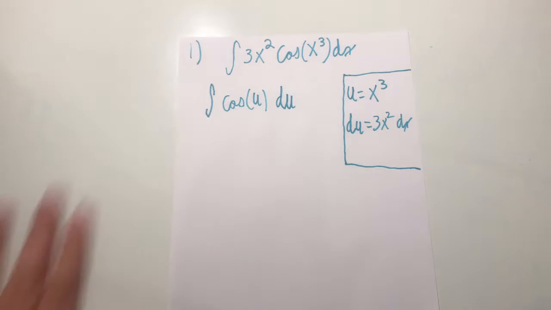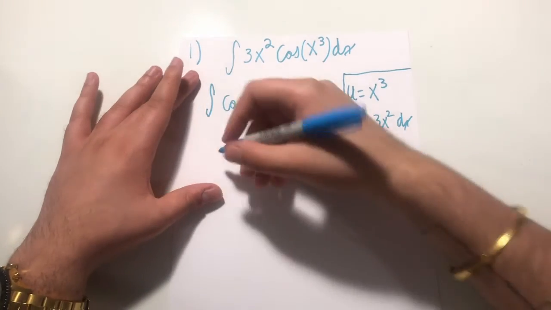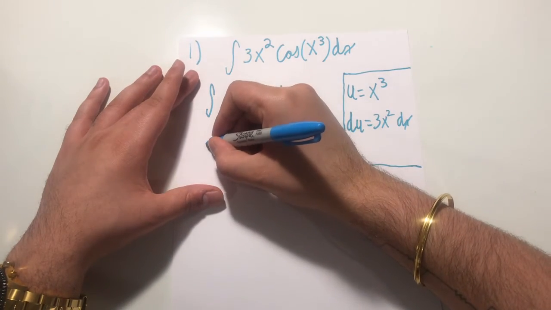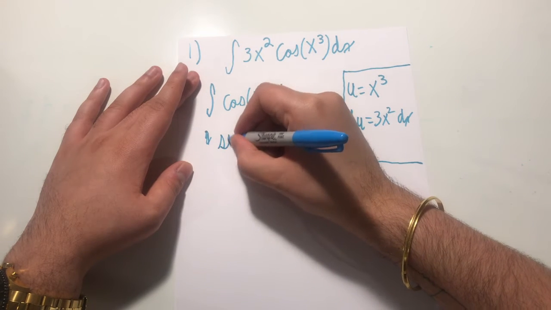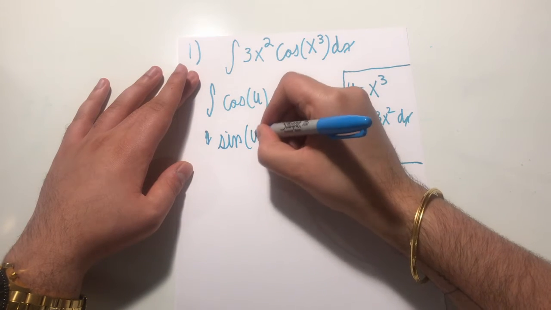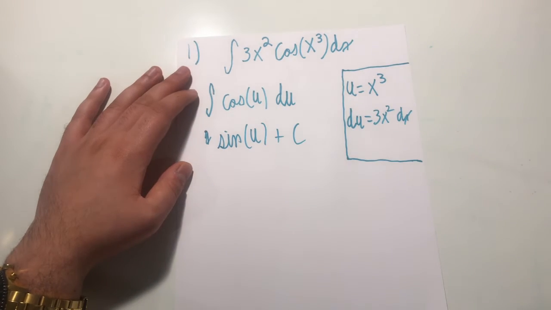Now this is something a lot easier to integrate, right? So let's go and just take the integral. What is the integral of cosine of u? The integral of cosine of u should simply be sine of u plus c, because we're doing an indefinite integral. So what we have is sine of u plus the constant of integration.